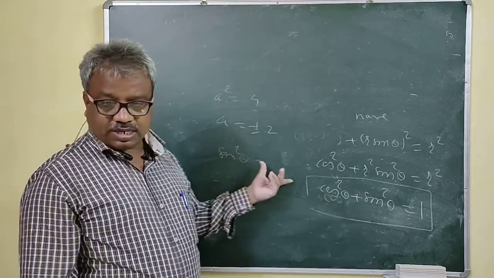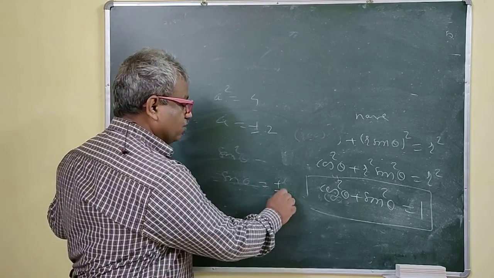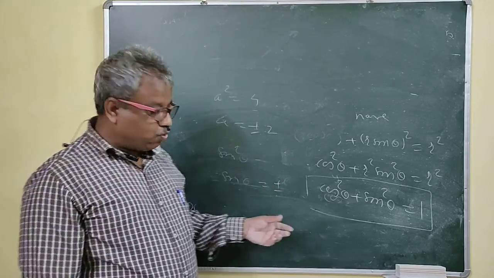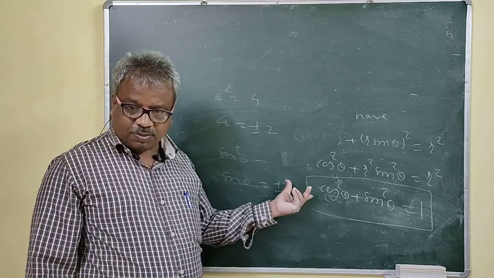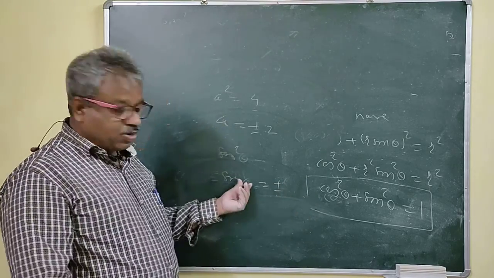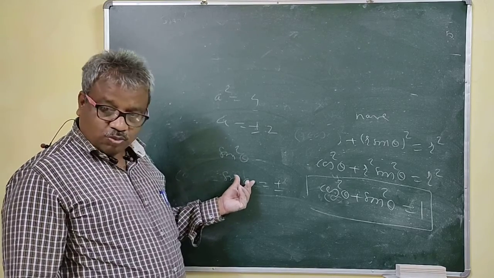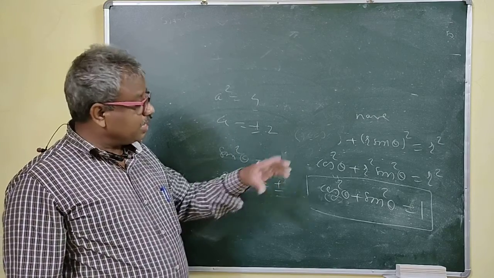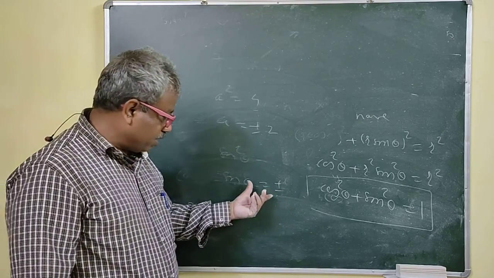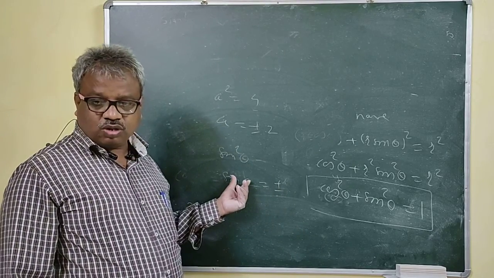We get sin square theta is equal to something. So then this sin theta will be what then? Plus or minus, right? Now which value do we have to take, either positive or negative? That depends on theta. So if you know the position of theta, then you can exactly take the value, plus or minus. So for that you should know the theta.